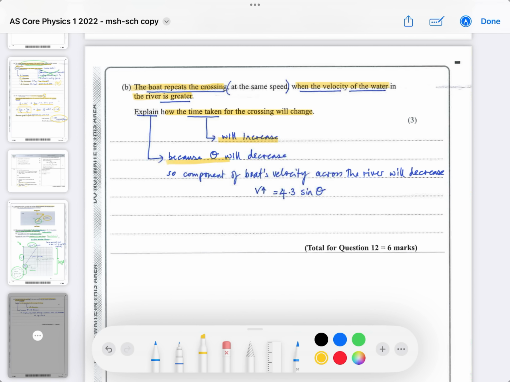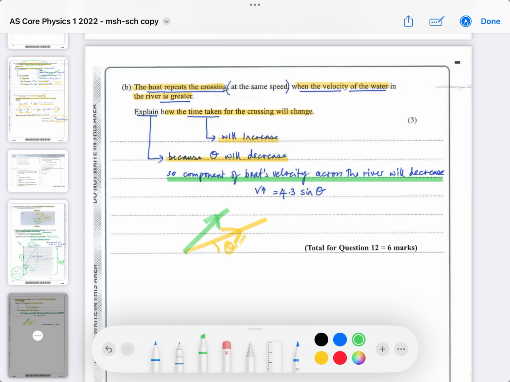Because the angle theta, the 55 degrees, will now decrease, in that you'll be slanting more that way. So this angle theta will decrease, okay? So the new theta dash will be smaller than before. Before it was 55 degrees, it was going like that. Now it's having to go that way. So the component of the boat's velocity across the river will decrease, yeah?